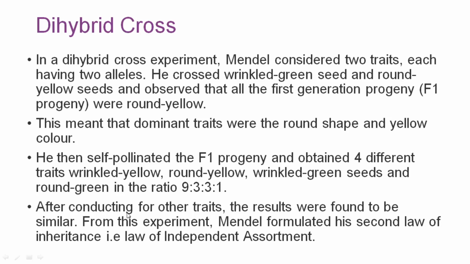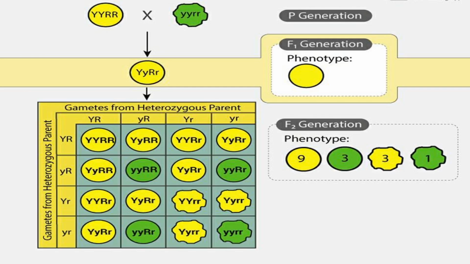After conducting the experiment for other traits, the results were found to be similar. He conducted different experiments on other contrasting characters and observed the same result. From this experiment, Mendel formulated his second law of inheritance, that is, the law of independent assortment. Based on the monohybrid cross experiment, he proposed the laws of segregation and dominance. Based on this dihybrid cross experiment, he proposed the law of independent assortment.